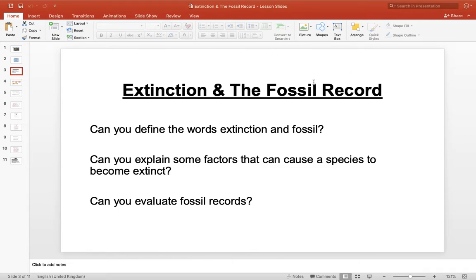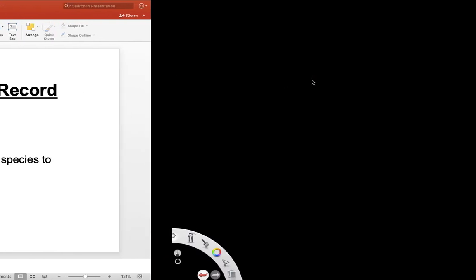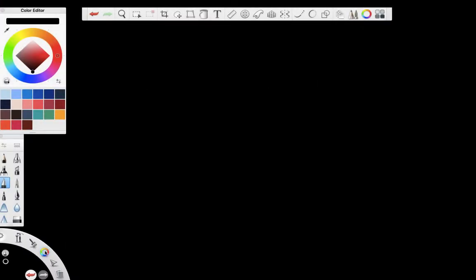By the end of this lesson, you should be able to define the words extinction and fossil. You should be able to explain some factors that can cause a species to become extinct, and you should be able to evaluate the fossil record. So let's start today's lesson with a keyword, and as always, all keywords in my lessons are written in green. We're going to start by defining the word extinction.